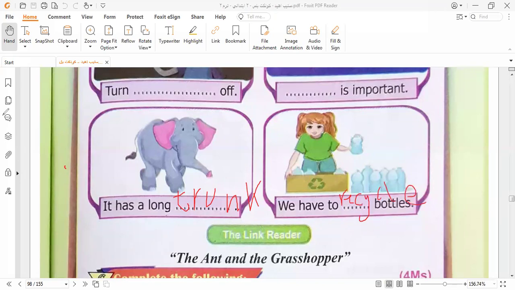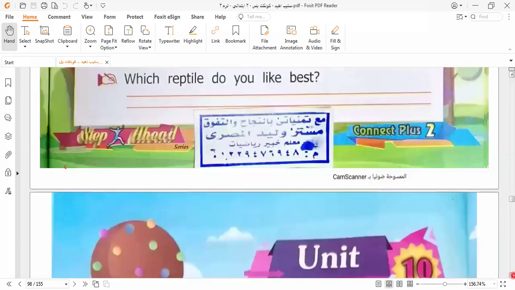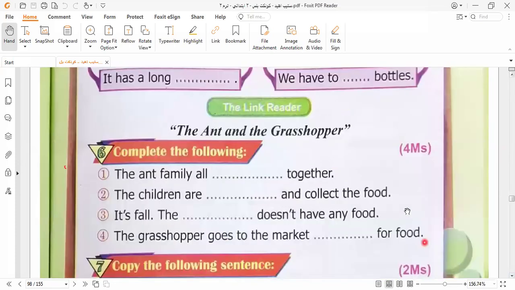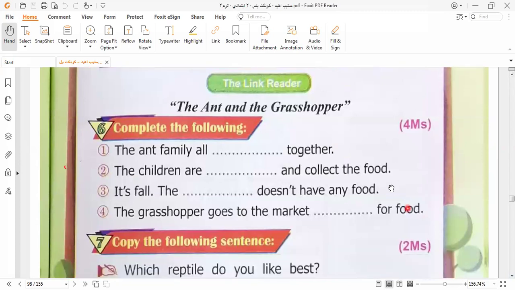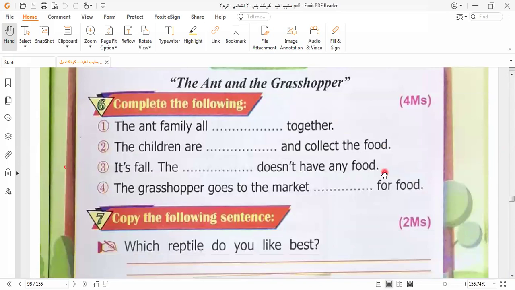Okay, let's go to another one here. This is the story of the ant and the grasshopper. We have a video on this story. Turn to it and revise it with me.